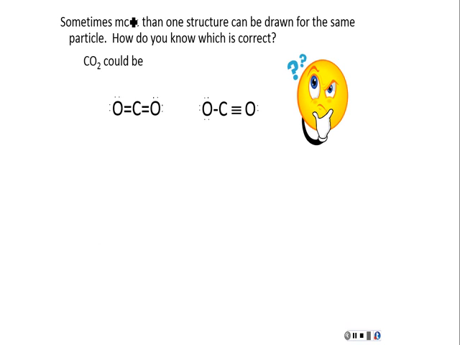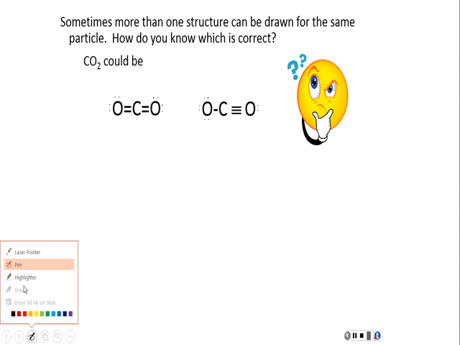Now sometimes more than one structure can be drawn for the same particle. How do you know which one could be correct? CO2 could be this. This is the way we drew it before, but it also could have been this, because this would also follow the rules. So how do we know?